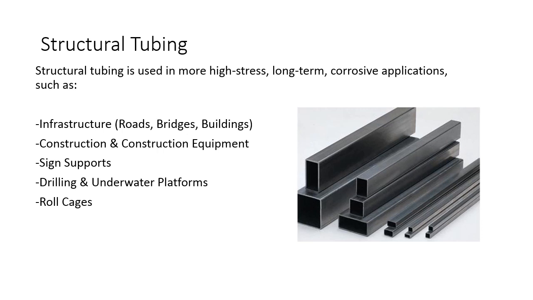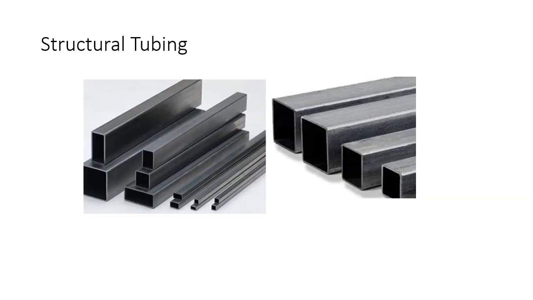Structural tubing. Structural tubing is used in more high-stress, long-term corrosive applications such as infrastructure, roads, bridges, buildings, construction and construction equipment, sign supports, drilling and underwater platforms, and roll cages. Here we're showing some structural tubing. The one on the right would be square, and then there's some rectangular and other shapes on the left side of the picture on the left.